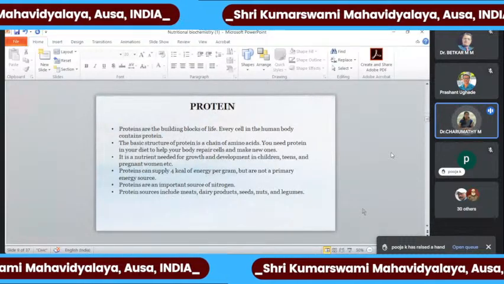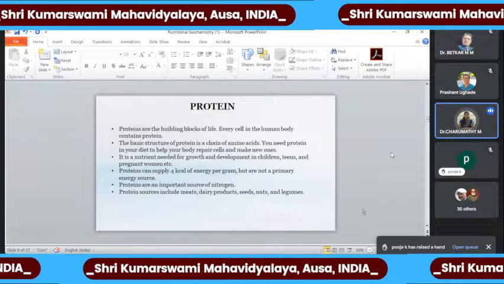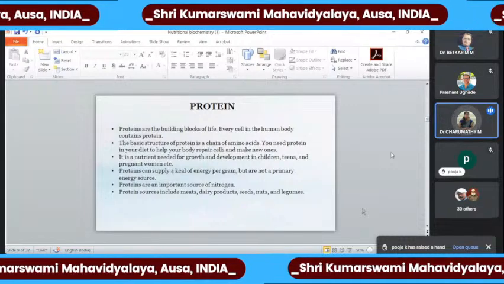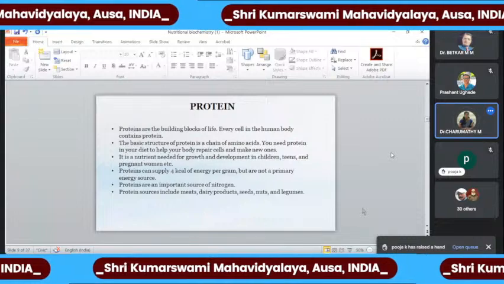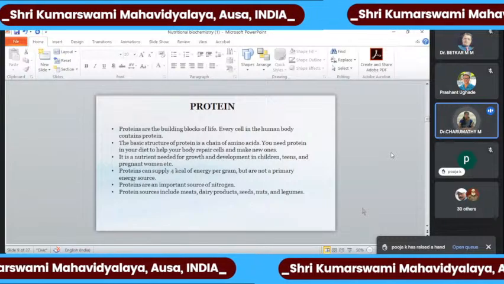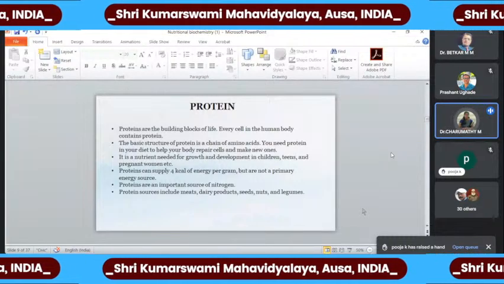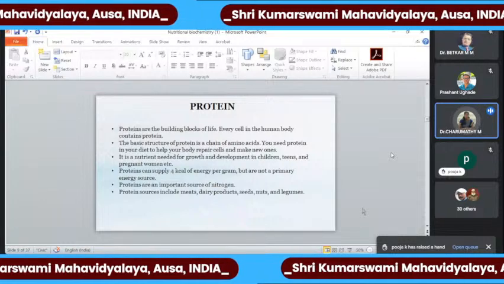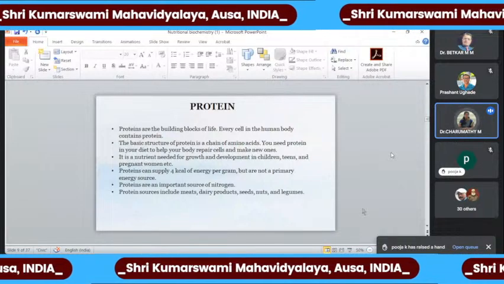The next one is protein, another macronutrient. It is the building block of life actually. Every cell in the human body contains protein. Amino acids play an important role in protein metabolism. Protein in your diet helps your body repair cells and make new ones. It helps with growth and development in children, teens, and pregnant women, etc. How much protein do we need? 4 kilocalories of energy per gram. It is not a primary energy source, but it plays an important role in our metabolism. The sources are meats, dairy products, seeds, nuts, and legumes.